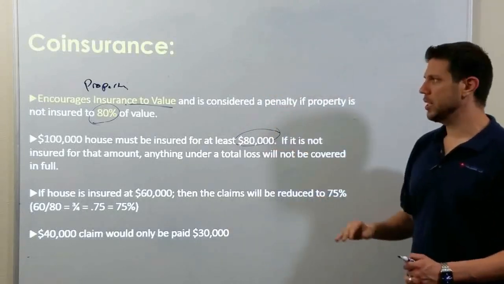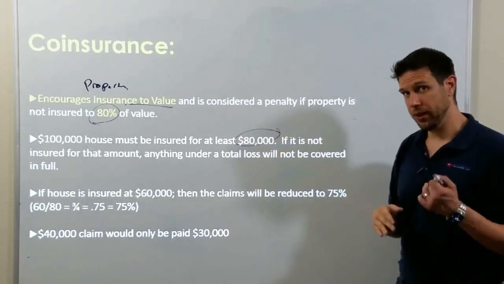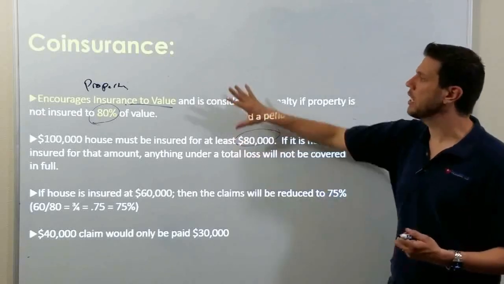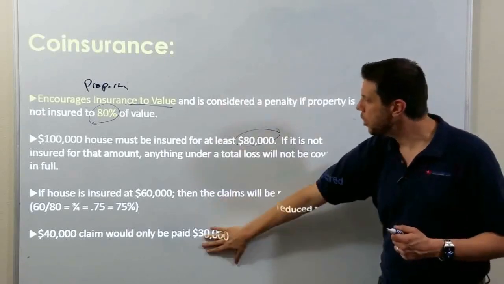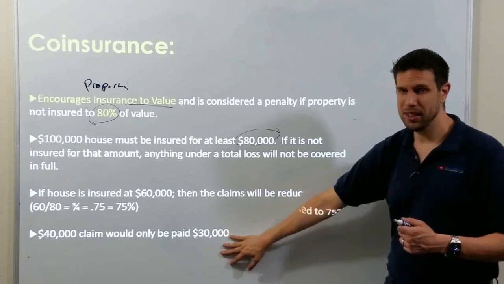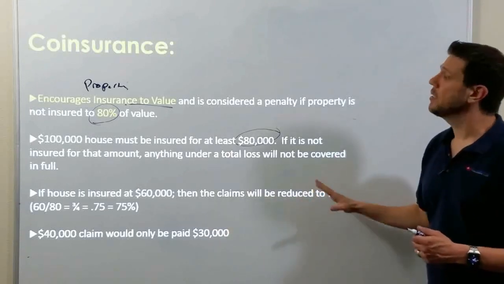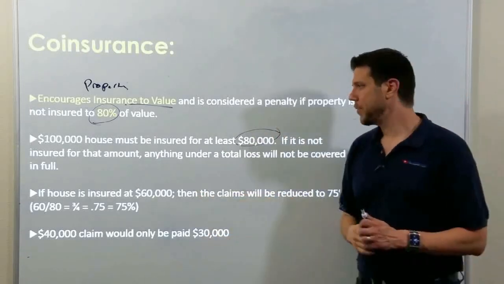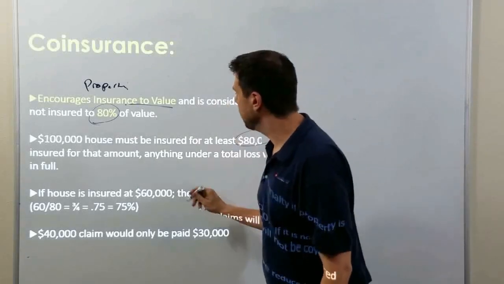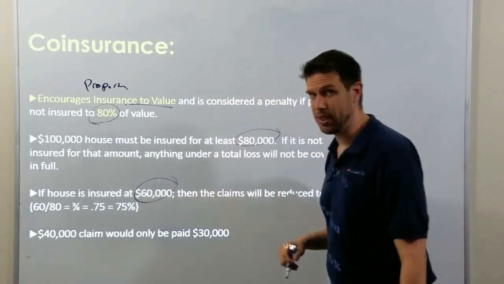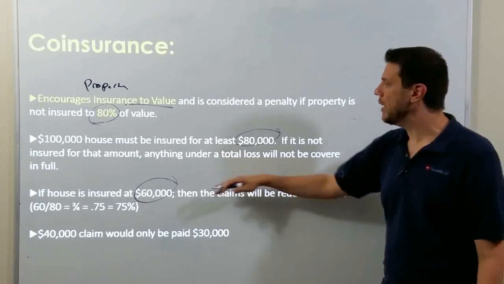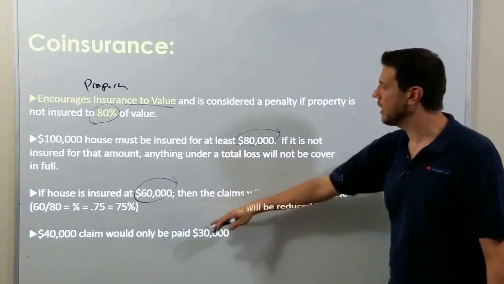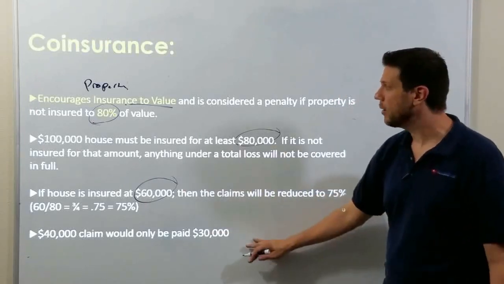Coinsurance is a penalty for underinsuring. You have to insure things for at least 80% or else you don't get your full amount of claims. Unless it was a total loss. So like if the house burned down completely, you would get your 60. But if you have any claim under the total loss, it gets a percentage paid out.